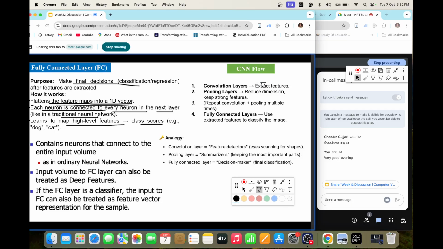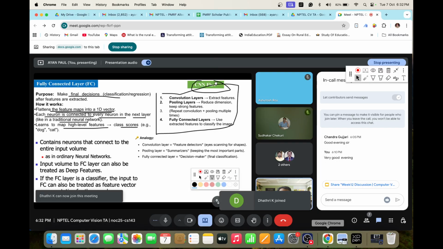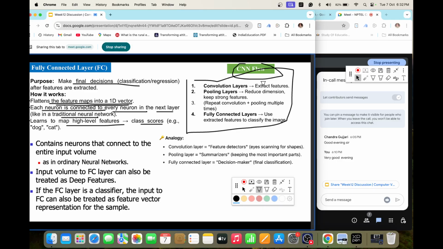So this is the whole flow of the CNN. That is very important; if you remember this, your concept will be very clear. The convolution layer extracts features, the pooling layer reduces the dimension and keeps strong features only, and then we repeat convolution plus pooling, and at last we have the fully connected layer. It uses the extracted features to classify the image, take the final decision, or give us the final output. If you keep this in mind, your process will be very clear.